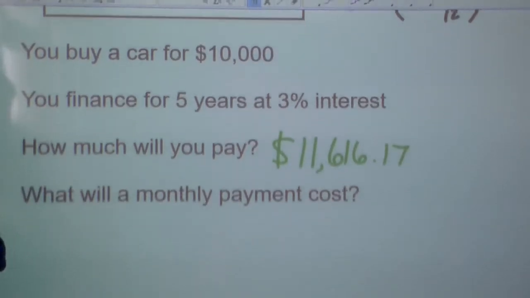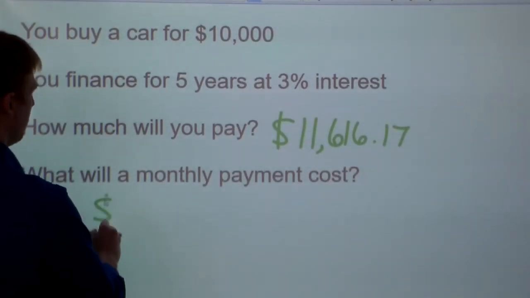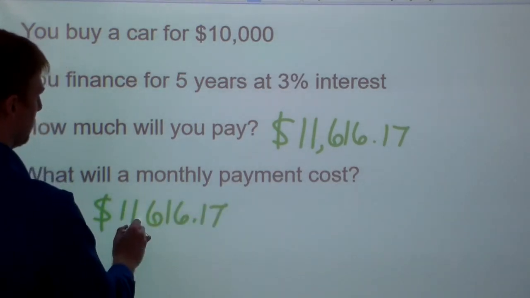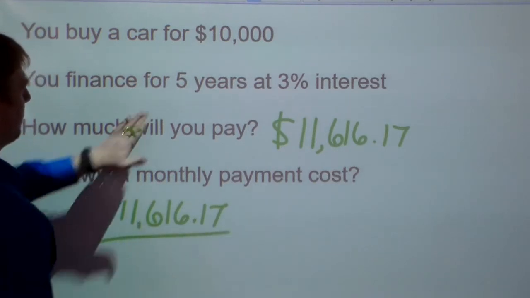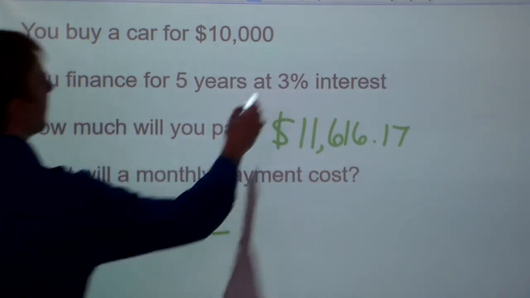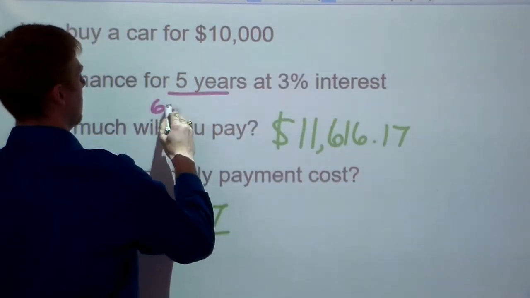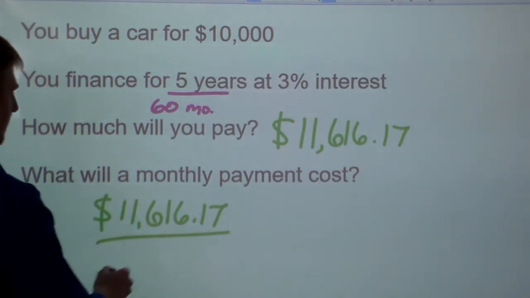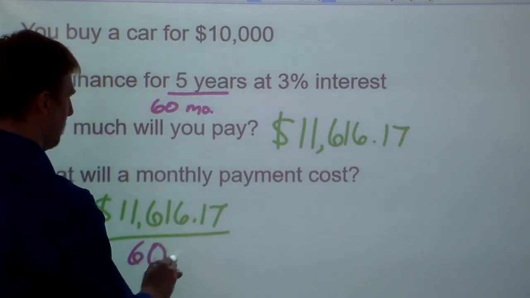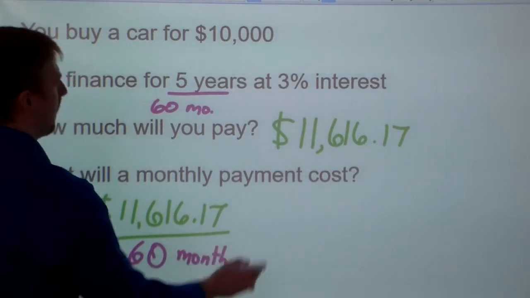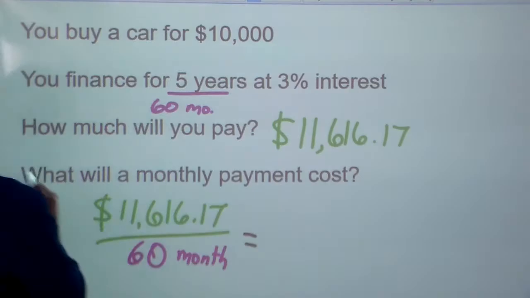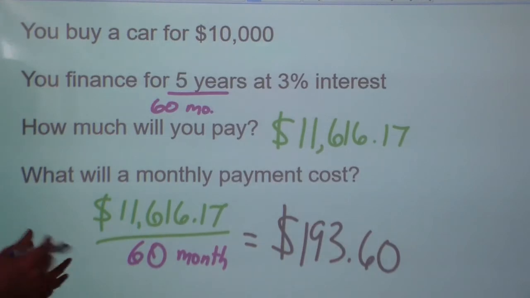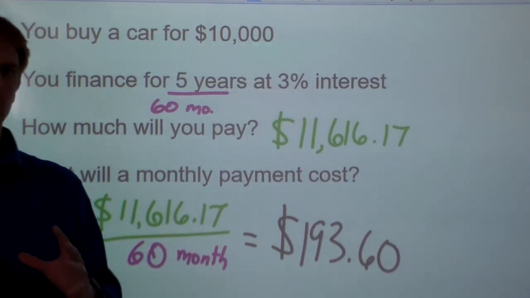Now, what will your monthly payment cost? Well, if you paid $11,616.17 total, and you did that over 5 years, well, that is going to be over 60 months, which we talked about a few minutes ago. So let's divide that by 60 months. That many dollars divided by 60 months. And let's see what we get. That'll be our monthly payment. So $193.60.